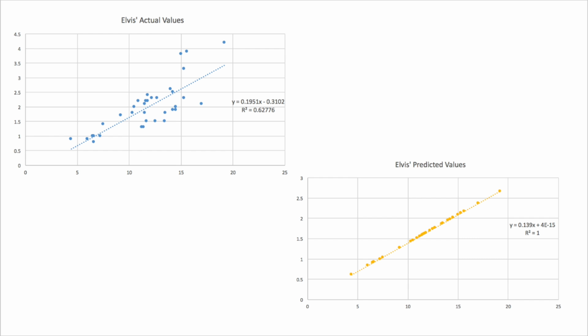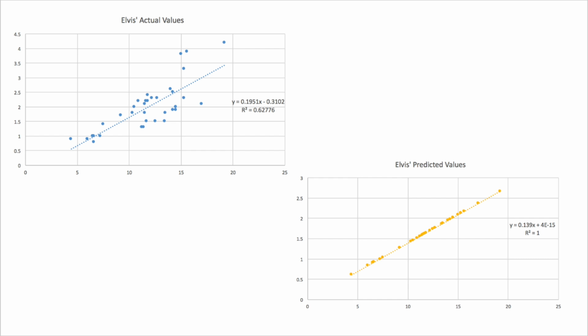And then we can also create a plot based off of the equation we got in part 2 to determine Elvis's predicted values. What we get is a line of best fit of y equals 0.139x. If you compare these two scatter plots, you do see that the graphs are quite similar to each other. From this, we can conclude that Elvis the dog can indeed do calculus.